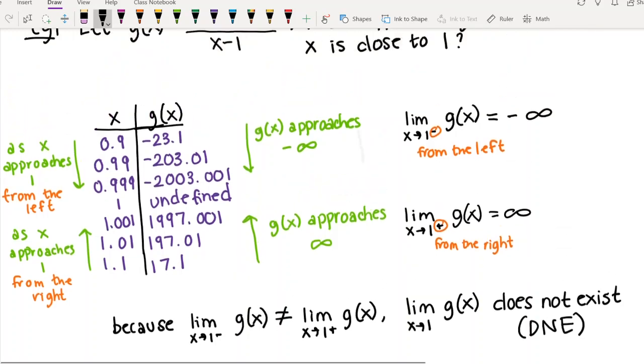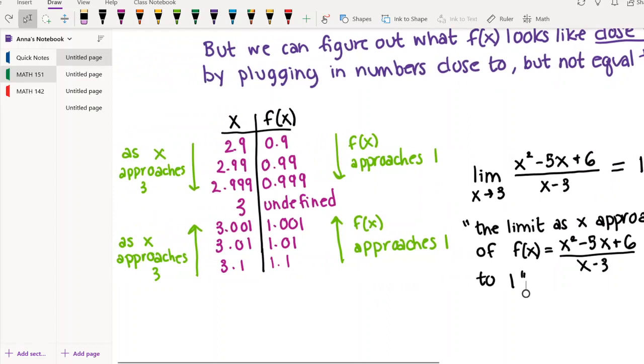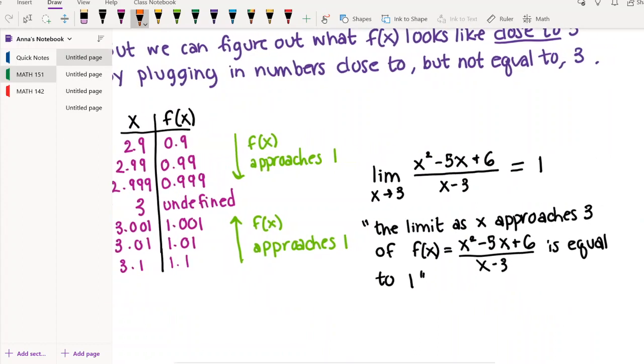So going back to the first example we did. On this one, they did agree, right? We didn't talk about the left and the right, but it didn't matter because it was the same. The first part was from the left, the second part was from the right, and we got the same answer both ways. From the left and from the right, it approached one. And so that's why in this case, the limit did exist.